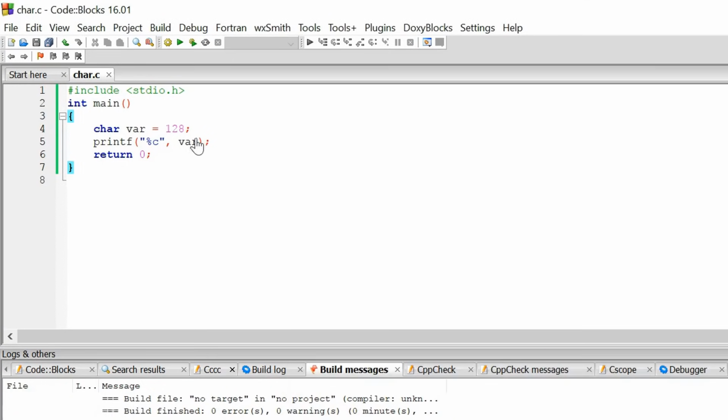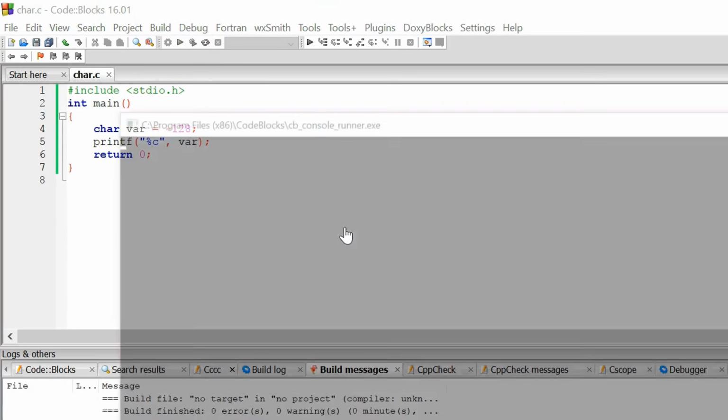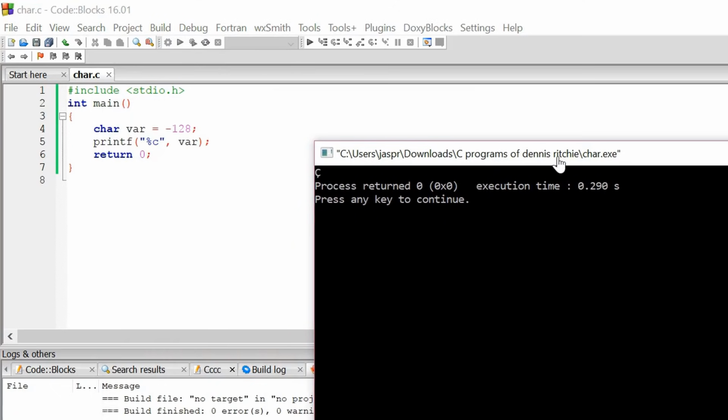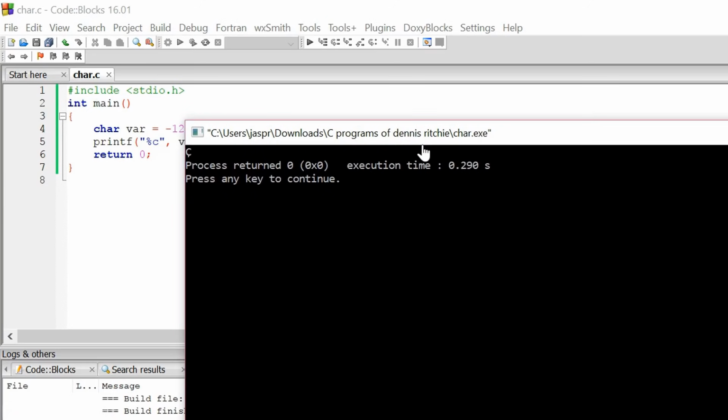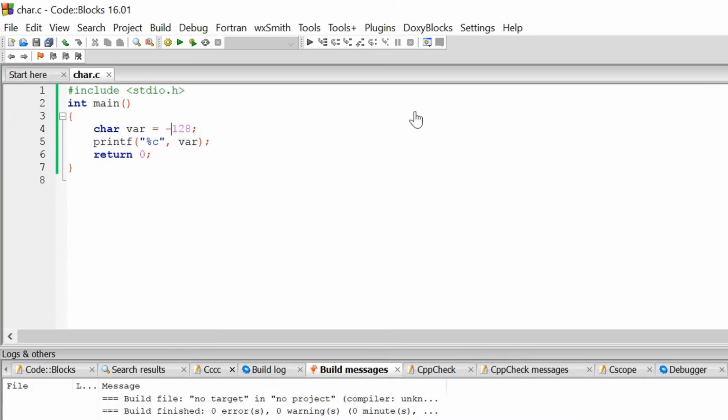Let's change the code a little bit. Minus 128 and plus 128 both are one and the same thing. Therefore, they must print the same character. Let's see whether they do or not. Yes, they are printing the same character. Therefore, it is verified that plus 128 and minus 128 are both the same.